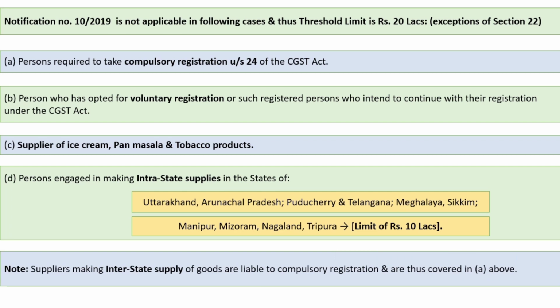And here you have to remember this. Suppliers making interstate supply of goods are liable to compulsory registration and are thus covered in A above. That point D is already covered in A above. If a person is doing supply outside the state, then he is compulsorily liable for registration.